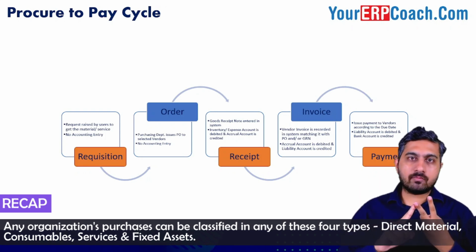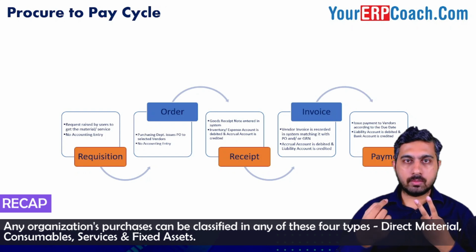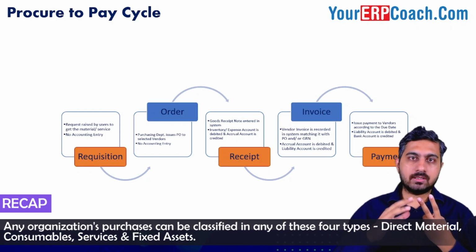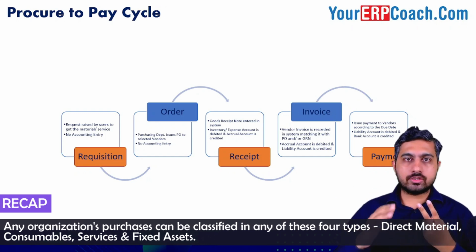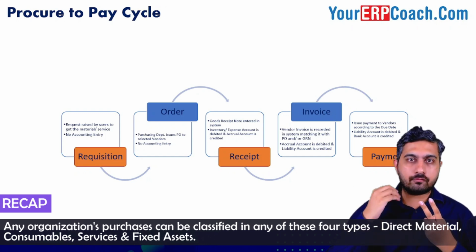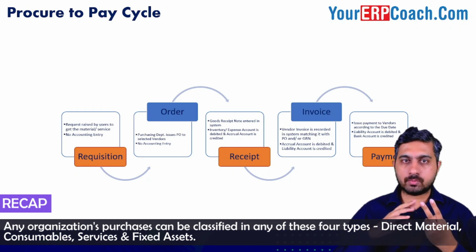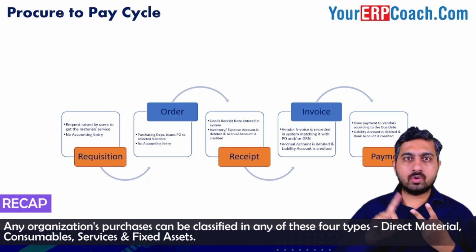The second type of purchases is something that is called consumables, which means the material that they do not directly use in their finished goods or trading goods, but it is something that they use for their office purposes or for their cleaning or housekeeping or stationery or administrative purposes and so on. All of that is known as consumables.